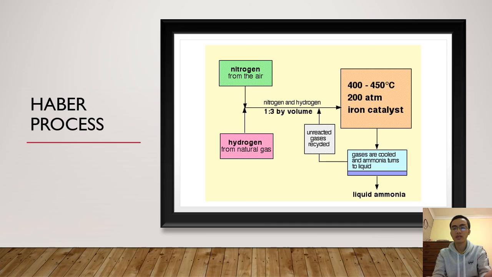It would make sense to operate the system at a low temperature. In fact, a temperature of 400 to 450 Celsius is used. All in all, the yield of this process is from 10 to 20%, and we have to use the effect of temperature to maximize the production of ammonia.